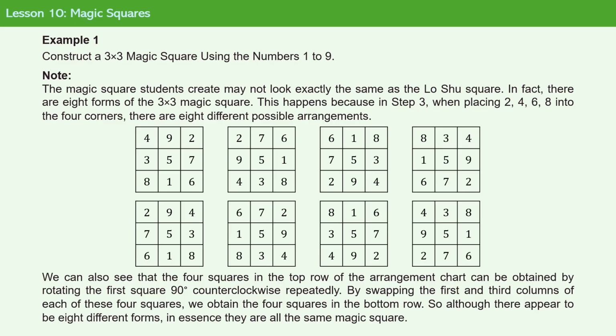This happens because in step 3, when placing 2, 4, 6, 8 into the four corners there are 8 different possible arrangements. We can also see that the 4 squares in the top row of the arrangement chart can be obtained by rotating the first square 90 degrees counterclockwise repeatedly. By swapping the first and third columns of each of these 4 squares, we obtain the 4 squares in the bottom row. So although there appear to be 8 different forms, in essence they are all the same magic square.